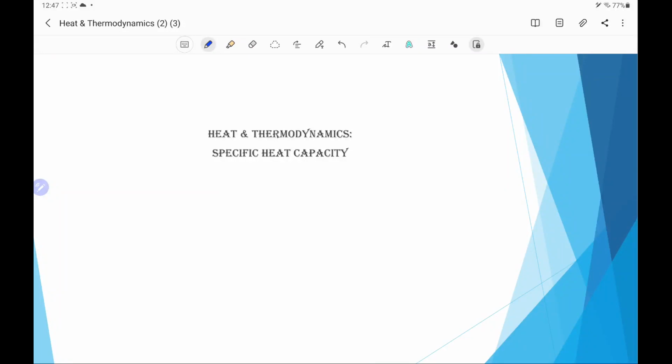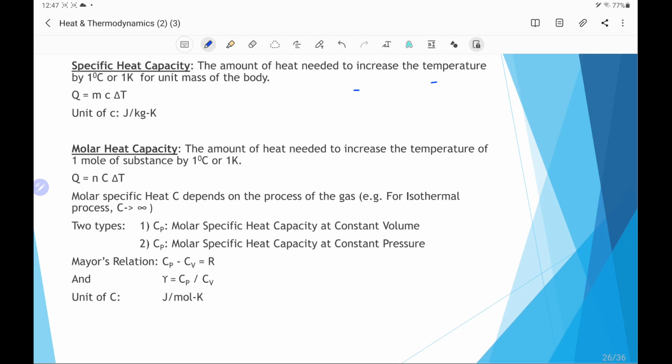In heat and thermodynamics, next we will discuss the specific heat capacity and molar heat capacity. Specific heat capacity is defined as the amount of heat needed to raise the temperature of unit mass by 1 degree Celsius or 1 Kelvin. So, if total heat supplied is Q and mass of the body is M and rise in temperature is delta T, then specific heat capacity small c is equal to Q by M into delta T, or we can write Q equal to M into C into delta T.